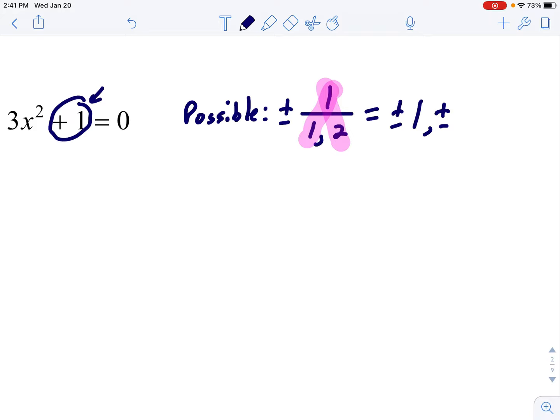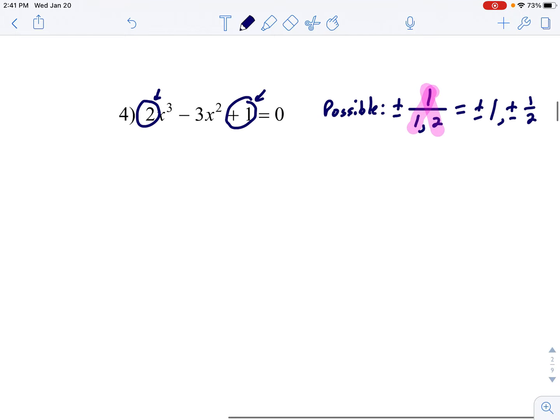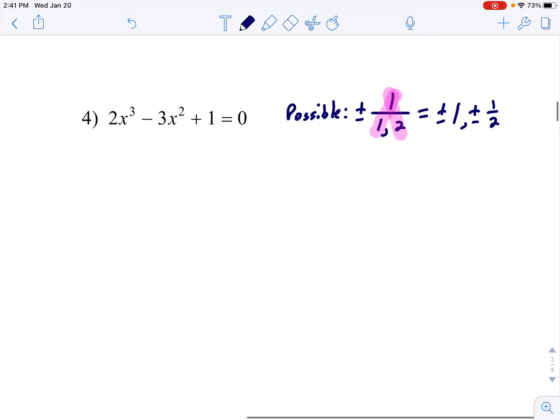Sorry about that. 1 divided by 2, you could call it 0.5 or just leave it as a fraction, 1/2. Normally, fractions are the way they go. Okay. So now set up the synthetic division.